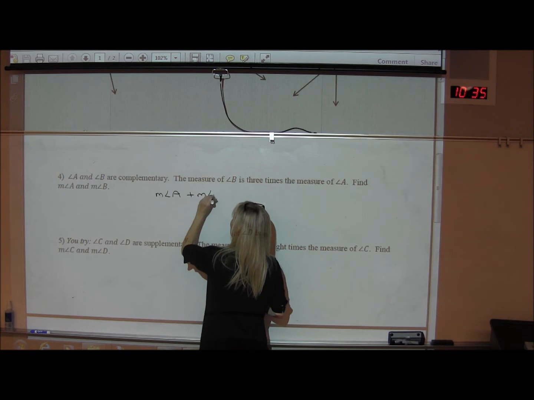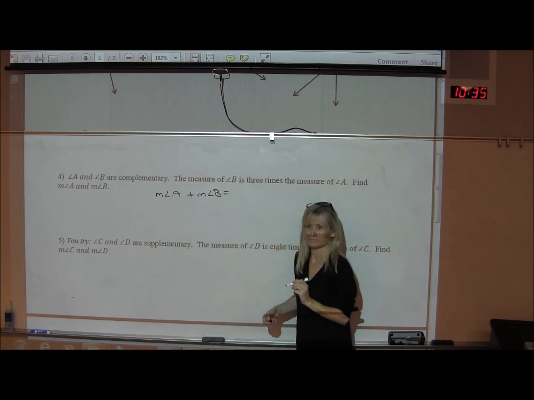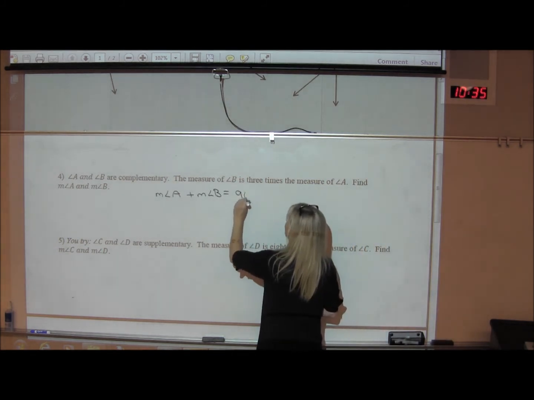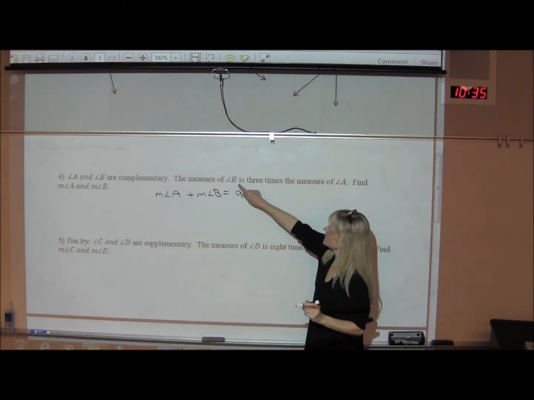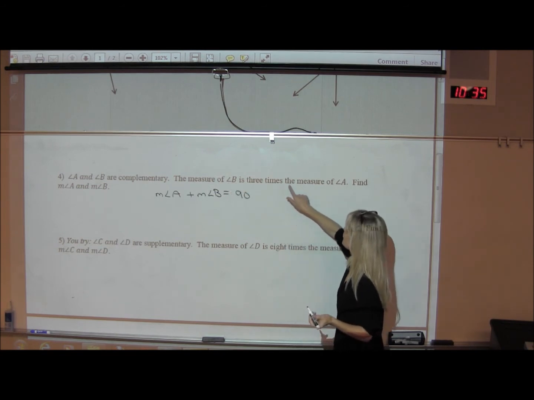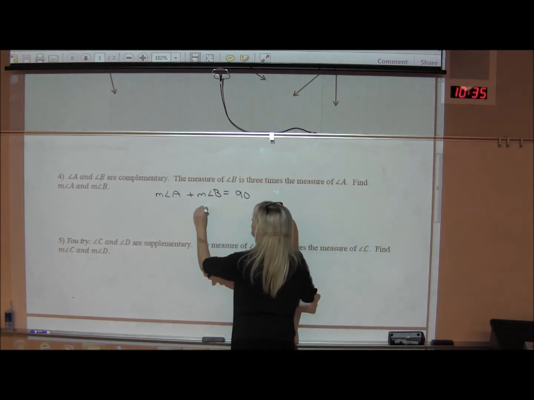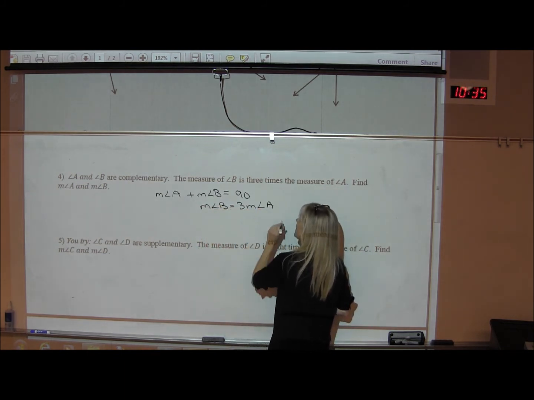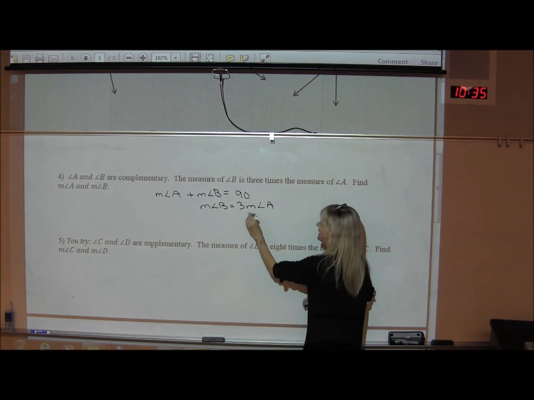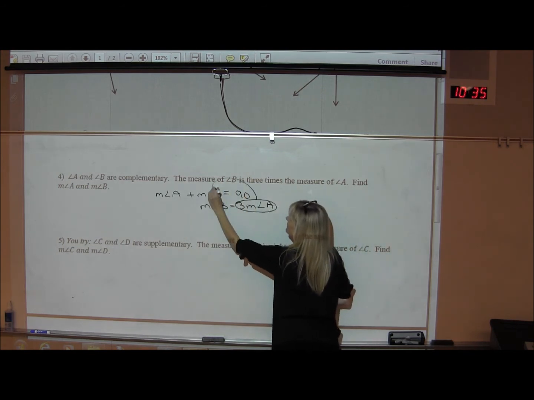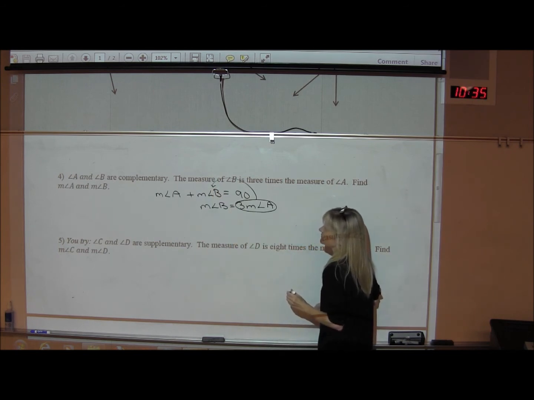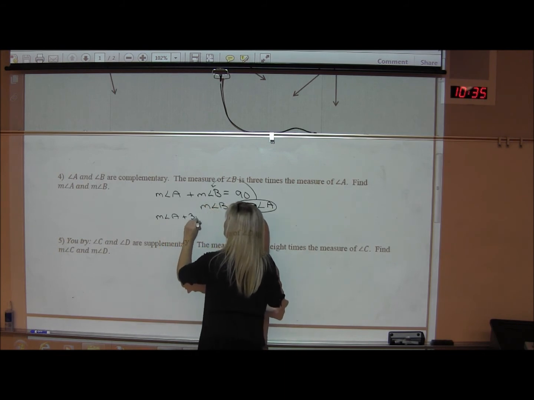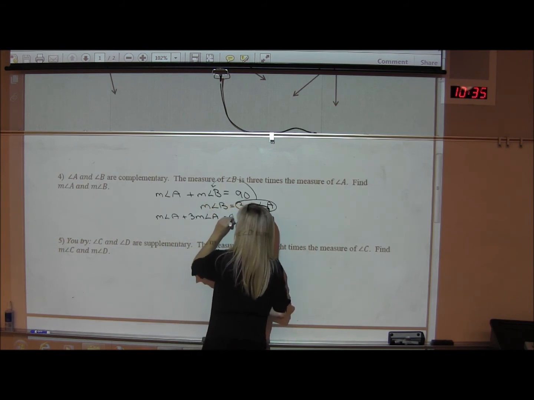If angle A and angle B are complementary, we know that means that the measure of angle A plus the measure of angle B equals what? They're complementary. 90. Good. And we also know, because they tell us, that the measure of angle B is 3 times the measure of angle A. So measure of angle B equals 3 measure of angle A. So I can use substitution. I can put this where measure of angle B is.